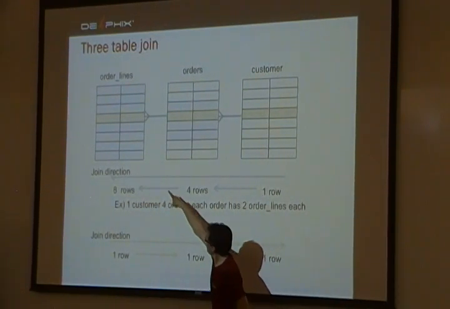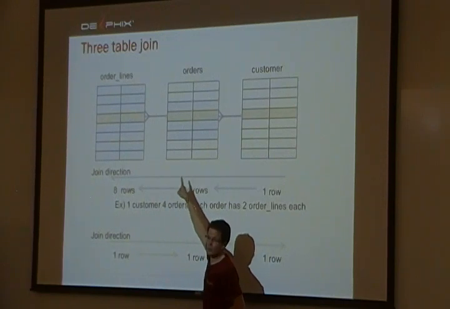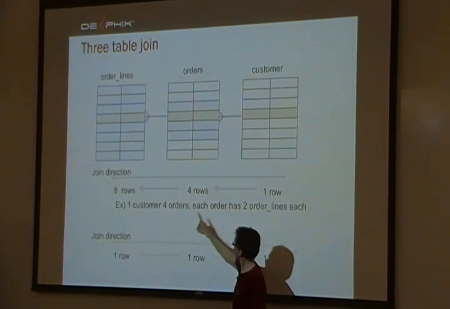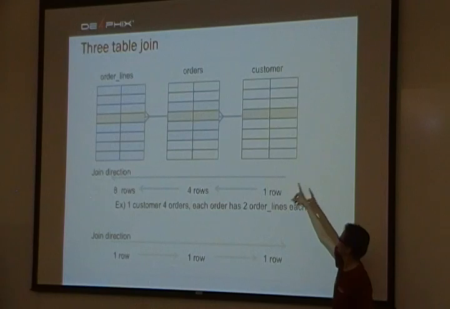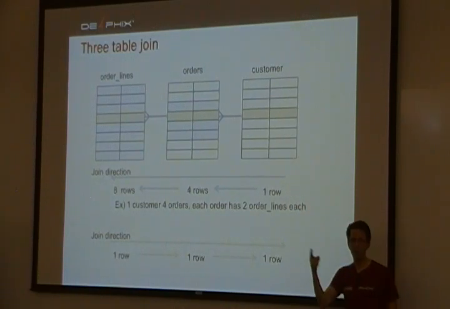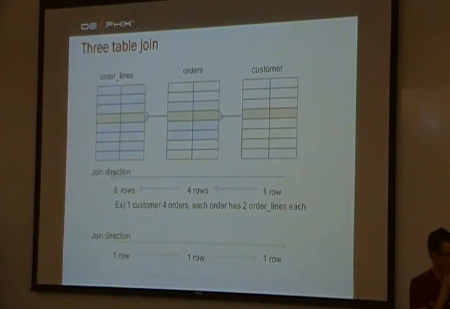On the other hand, if I take 1 row from the many and join into the one, I'm going to stay at 1 row. One join from the next many into the one, I'm going to join 1 row. So my direction of join affects how much work I'm going to have to do.